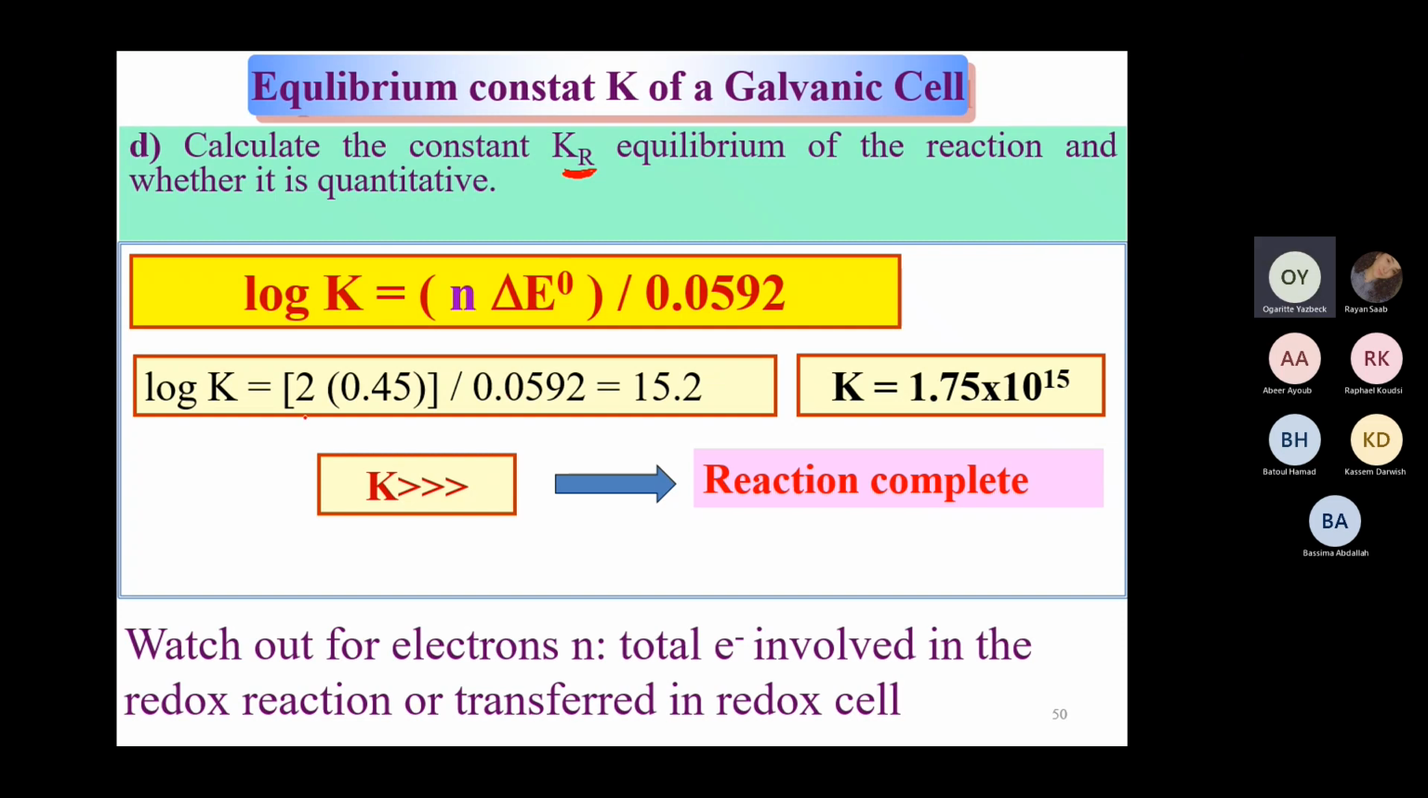Remember, this n is the total number of electrons transferred in the overall reaction, not for any one half in particular.